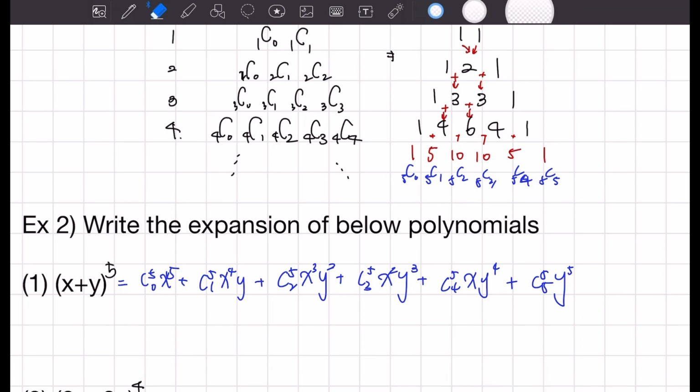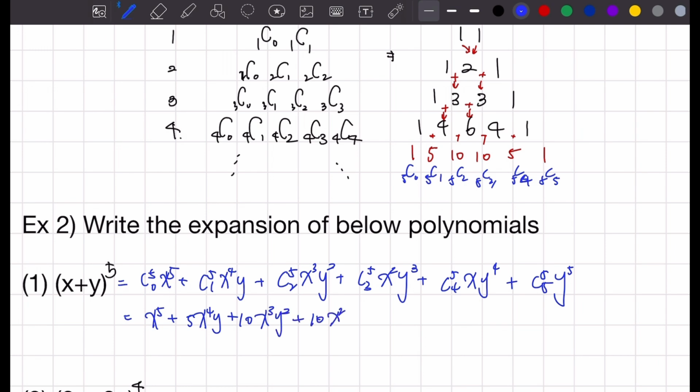So when we calculate this one, it will be x to the 5th power plus 5x to the 4th power times y plus 10x cubed times y squared plus 10x squared times y cubed plus 5x times y to the 4th power plus y to the 5th power.